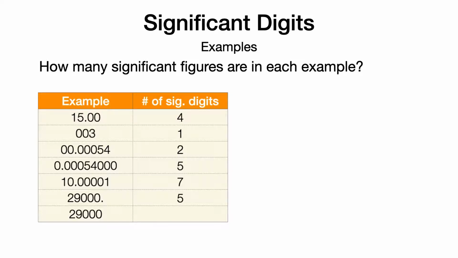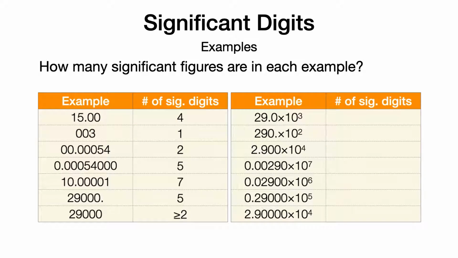And the last example, 29000. How many significant digits? Well, if you're sitting there scratching your head, that's good, because this is a little bit ambiguous. There are at least 2 significant digits, but we don't know for certain how many significant digits there are in this number. We can get around this, of course, by using exponential notation.